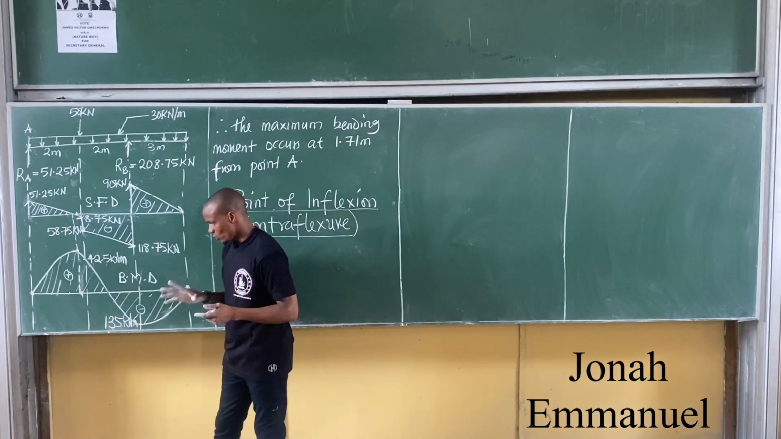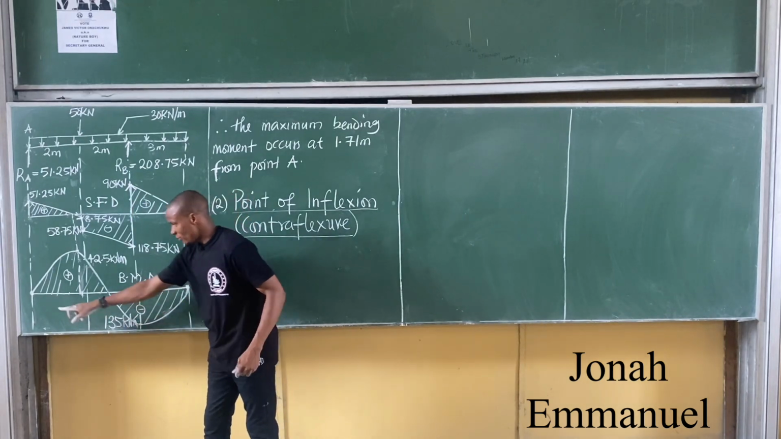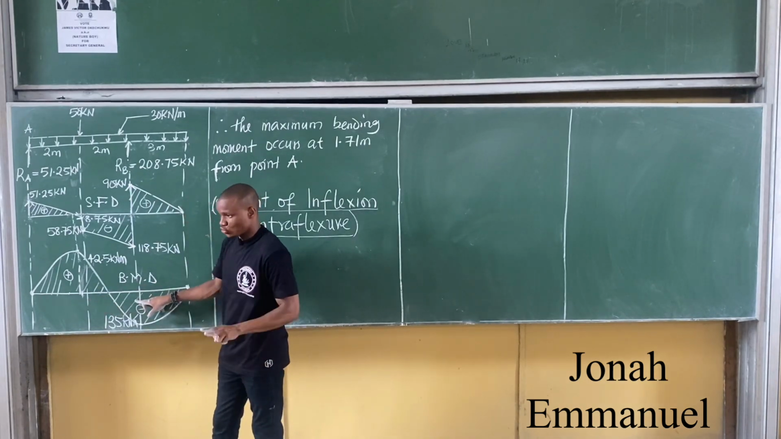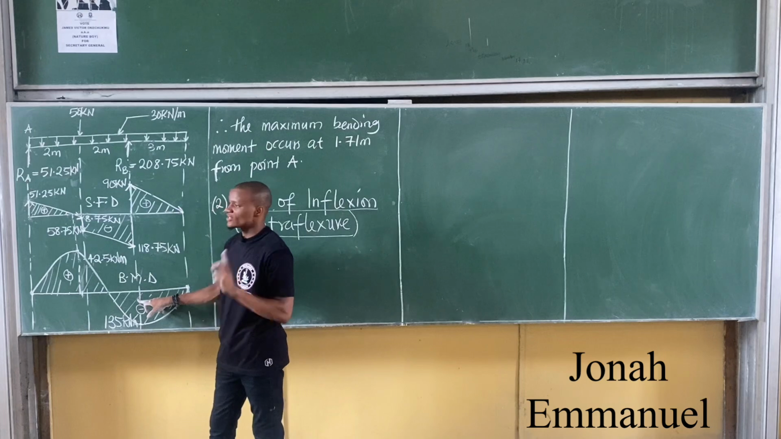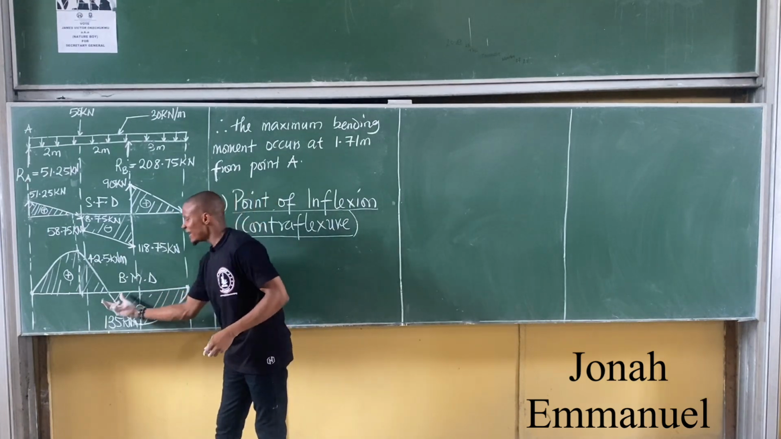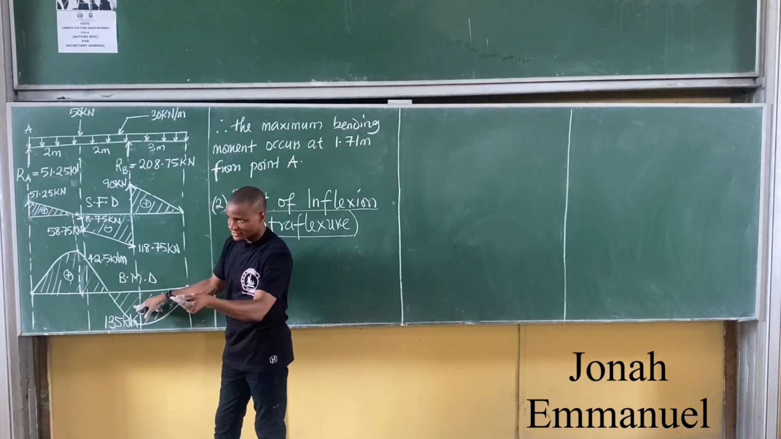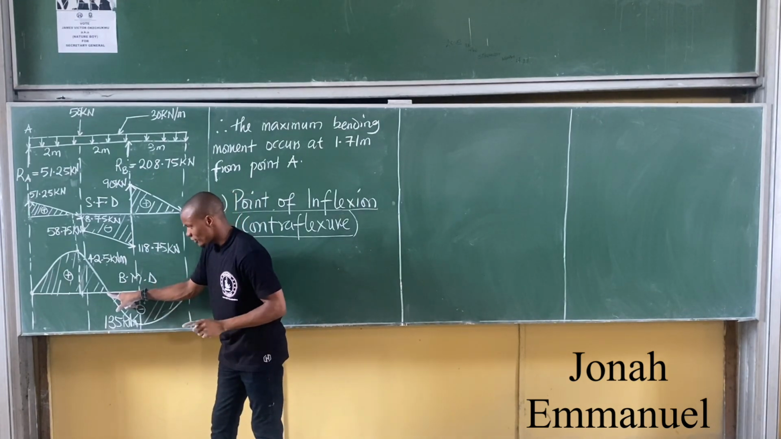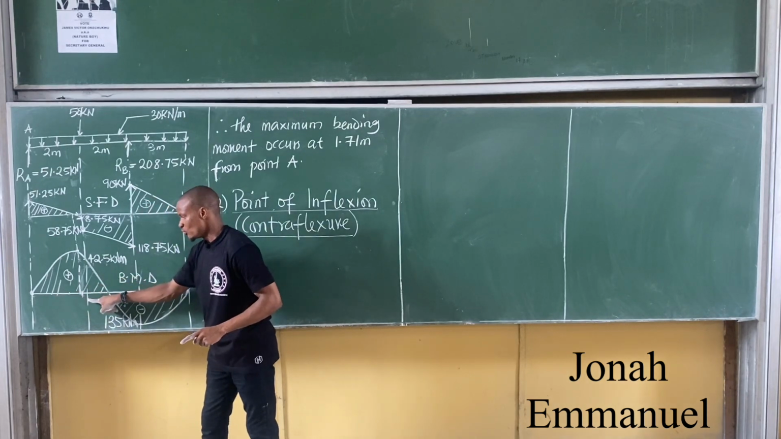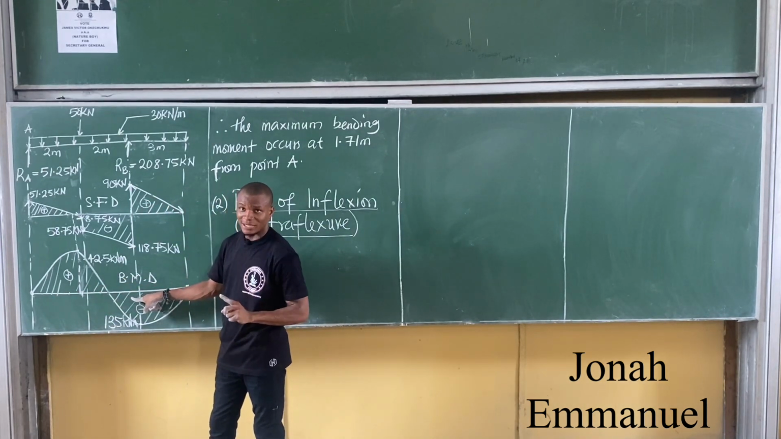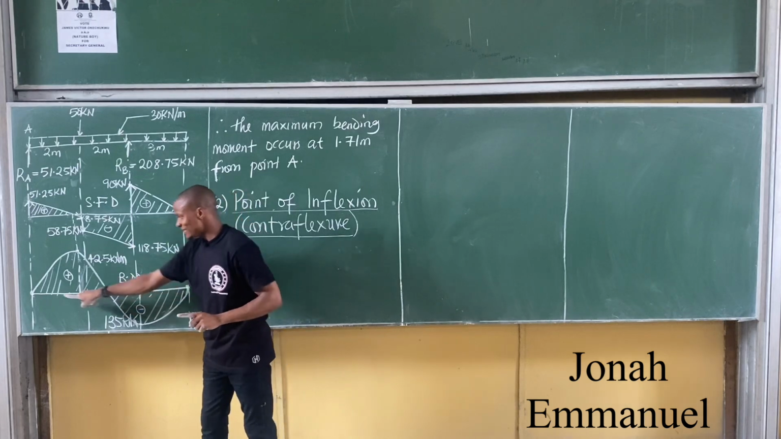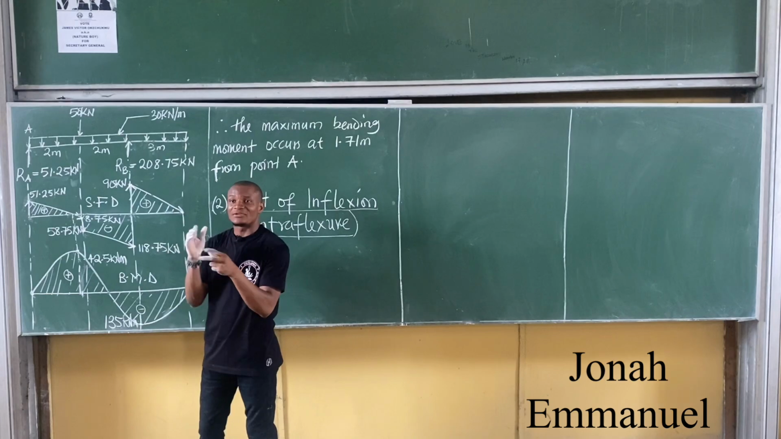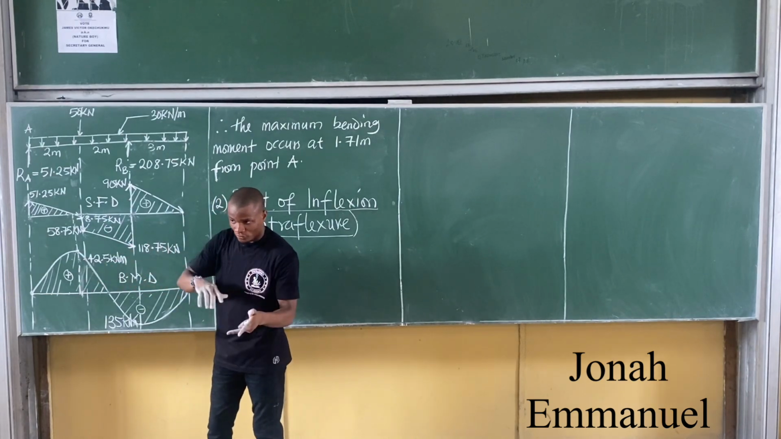Now, here's what we know. From here to here is 2 meters. From here to here is 4 meters. From my diagram, I can make this inference: the point of inflection is greater than 2, but less than 4. You can see that. So my value should be bigger than 2, but less than 4.